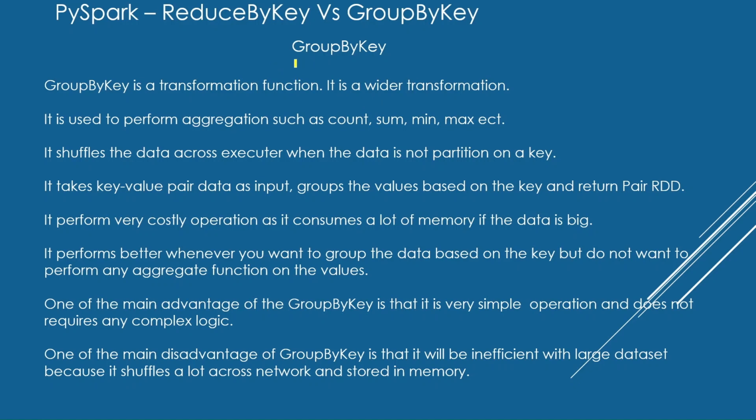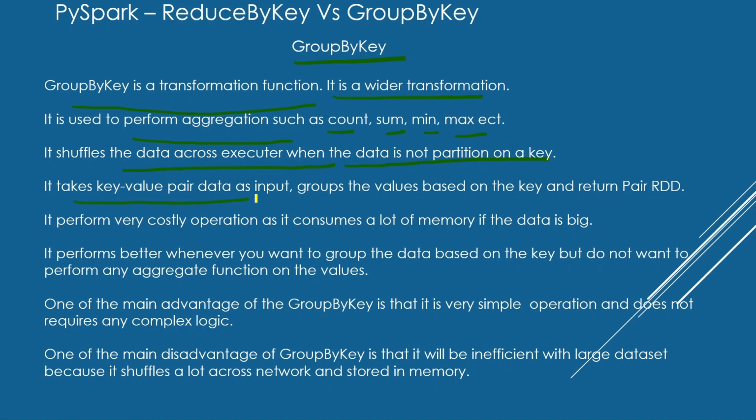Let's talk about group by key. Group by key is a transformation function, and it is a wider transformation. Wider transformation means shuffling is going to happen across different executors over the network. It performs aggregation such as count, sum, mean, and max. So whenever there's a requirement to perform this kind of aggregation, we can use group by key. It shuffles the data across different executors when the data is not partitioned on the key. So if the data is not partitioned over the key, then a lot of shuffling is going to happen.